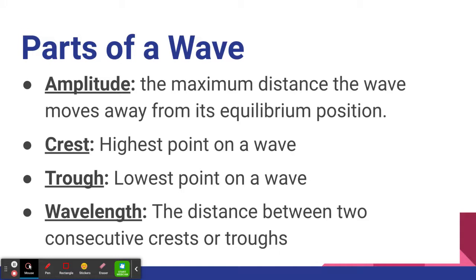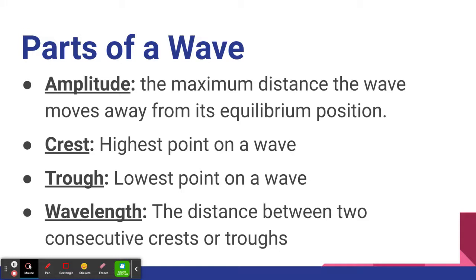Okay, parts of a wave. Here I've got these labeled out. We're going to draw these on the actual slide, on the next slide. So parts of a wave, we have what's called amplitude, crest, trough, and then just the wavelength. The amplitude is the maximum distance the wave moves away from its equilibrium position. We'll get to where that is in a bit.